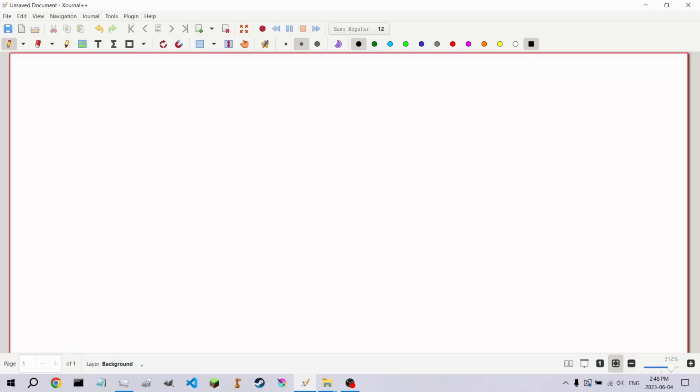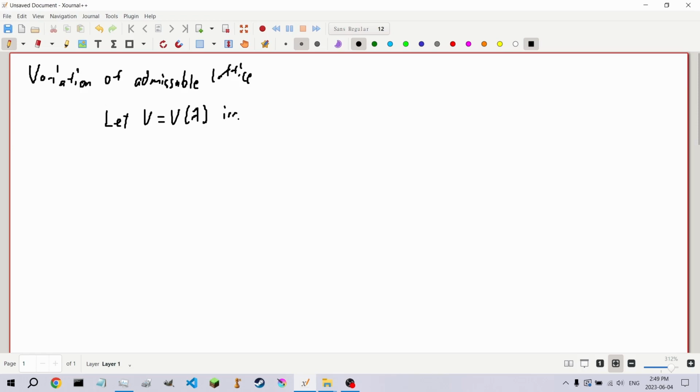Alright, so today we are finishing off our discussion of Lie algebras, I think, just as a whole, and we're starting off with variation of admissible lattice. I'm going to let V, be V lambda, be an irreducible L module. I want to know what the possible choices of admissible lattices are in V.